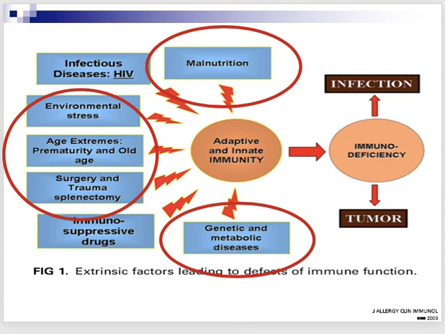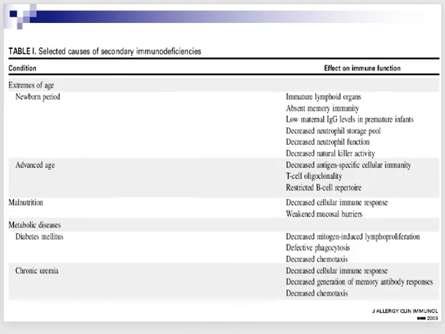Nowadays they are also working on gene therapies. And these are the causes of secondary immune deficiencies: extreme ages, environmental stress, HIV, malnutrition, immunosuppressive drugs, corticosteroids, and things like this.